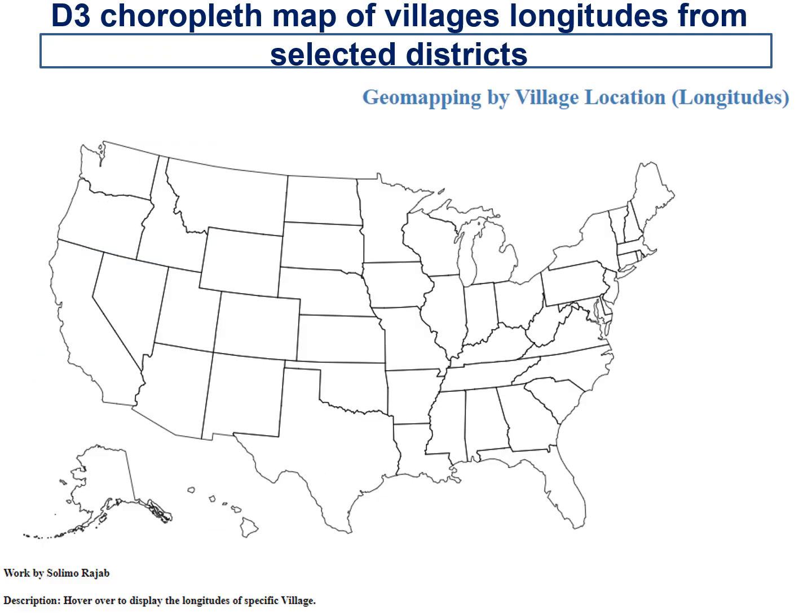Next is the choropleth map, which is giving us the longitudes of all the selected districts. You can hover over, and it will give you everything about the districts, sorry, the villages, or the locations or the longitudes of all the villages within the selected district.